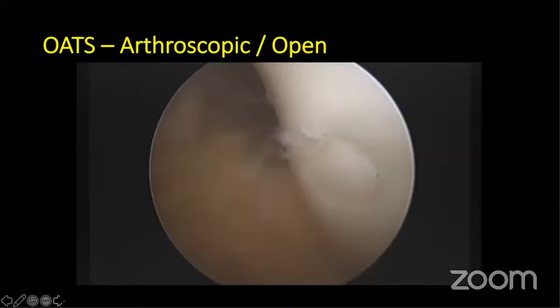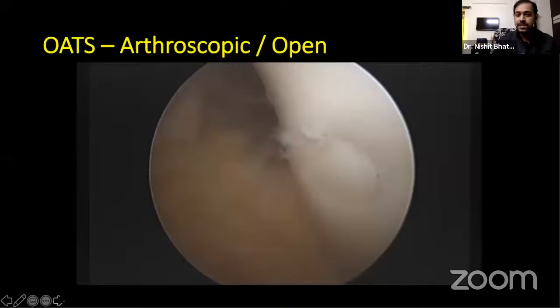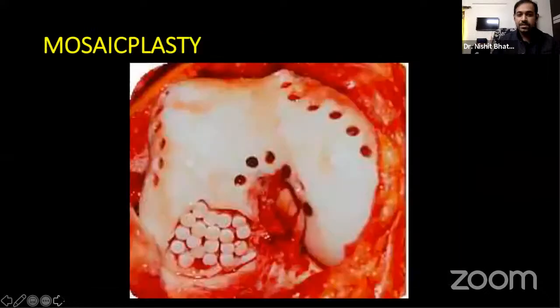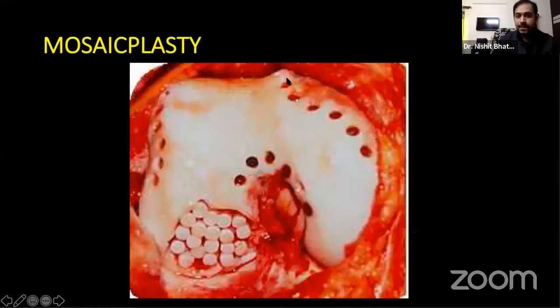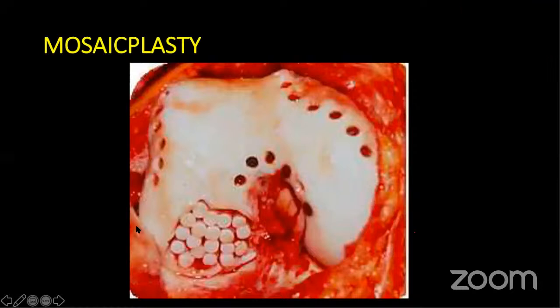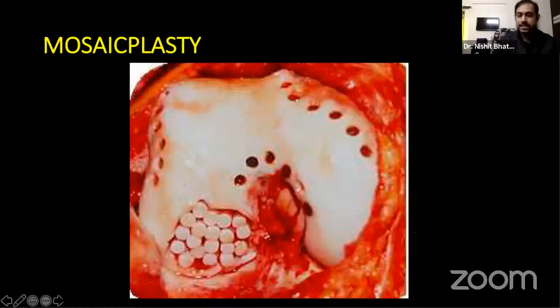This procedure can be done in an arthroscopic or in an open technique also. And when you do it in an open technique, it is called mosaicplasty. So if it's a small defect, you can use OATS. But if it's a very large defect and you need to use multiple bone plugs, you can see that these bone plugs have been taken from areas of the knee which are not really weight bearing and do not come in contact with the patella also. And these have then been placed to fill the defect which was actually in the weight bearing area. This particular technique is known as mosaicplasty.